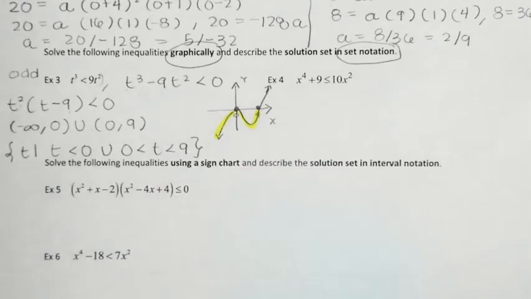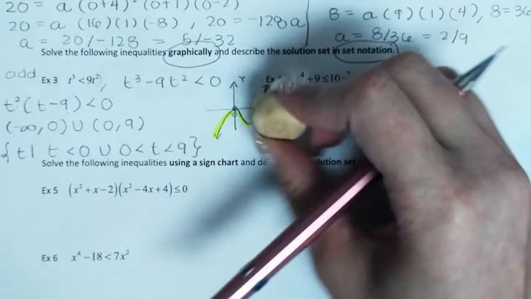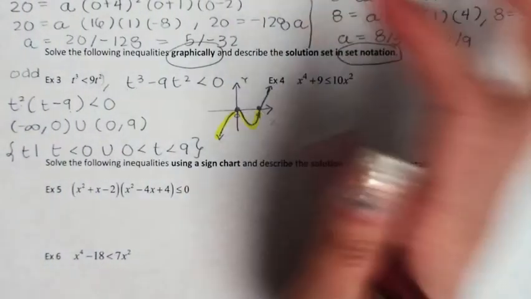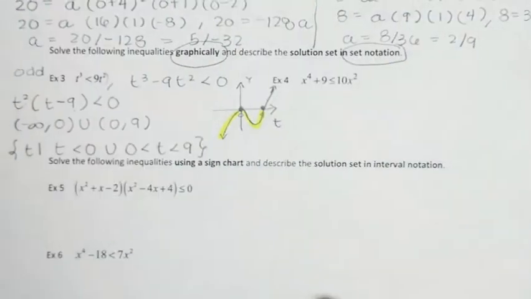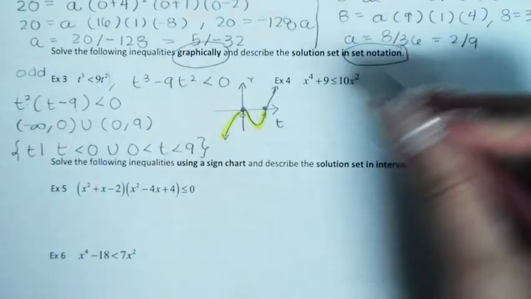And actually I should call that t instead of x. That should be a t. Okay, but that's what we have. Cool. Now let's move on to number 4.